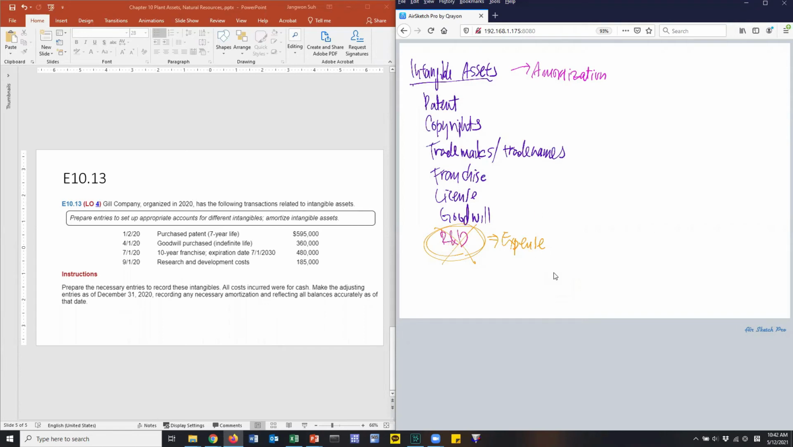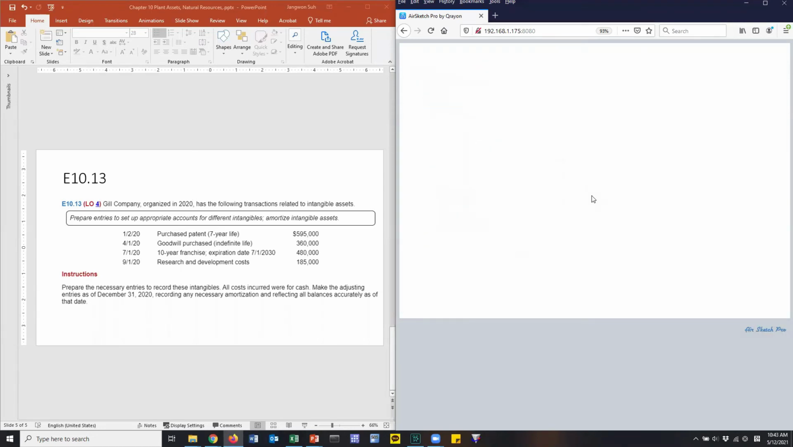Okay. Let's have a look at an example to further understand the accounting treatment of them. Gill Company, organized in 2020, has the following transactions related to intangible assets. January 2nd, April 1st, July 1st, September 1st, purchased patent, which has 7 years of life.